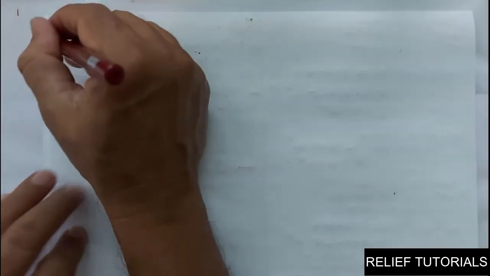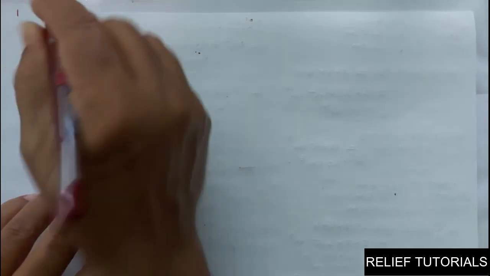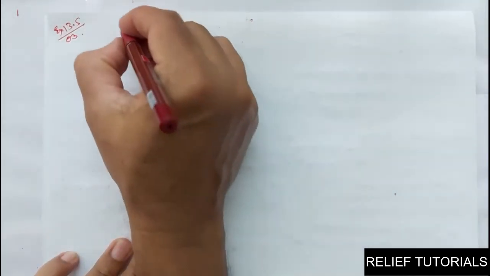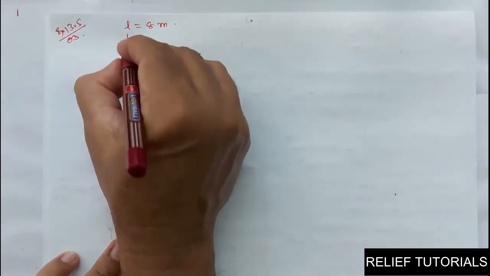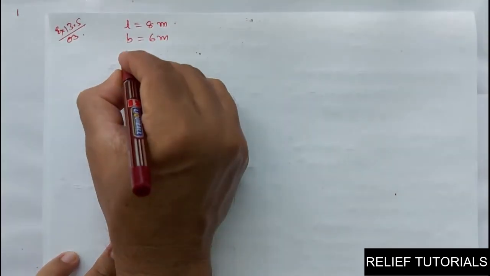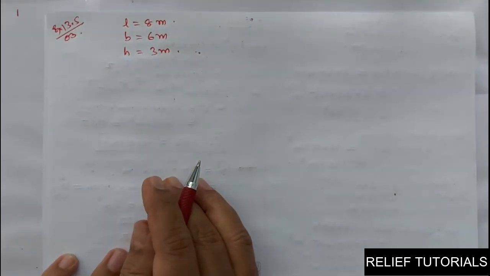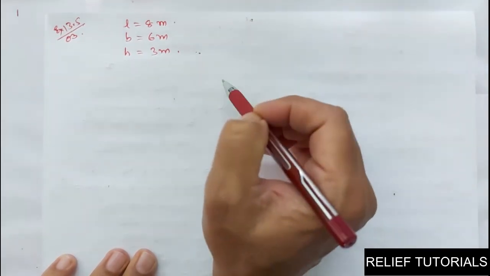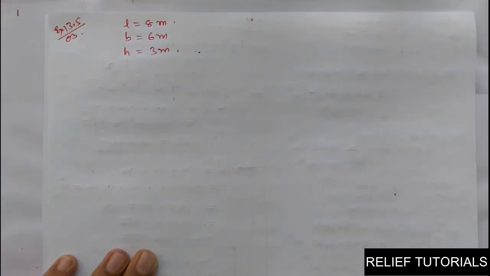Now see question number 3. Find the cost of digging a cuboidal pit, length 8 meter long, so length is equal to 8 meter, 6 meter broad, breadth is equal to 6 meter and height is equal to 3 meter deep, at the rate of 30 per meter cube. So this is the pit. Pit means you know that, khadda. So of this dimension you have to dig.